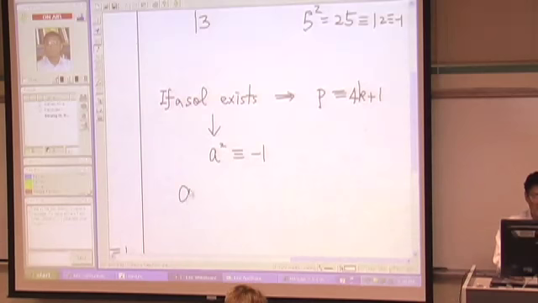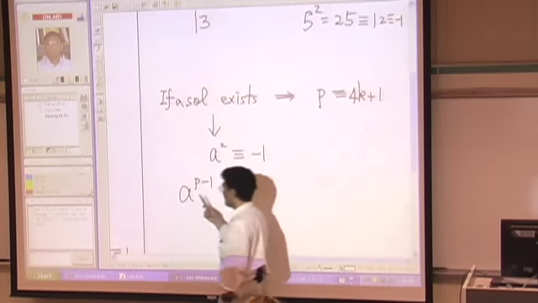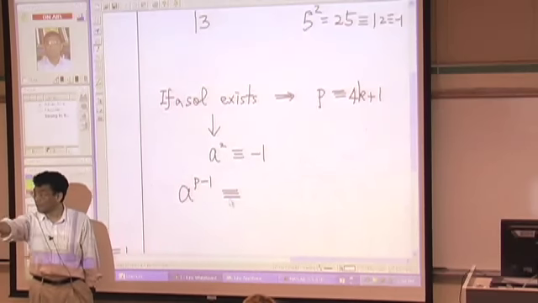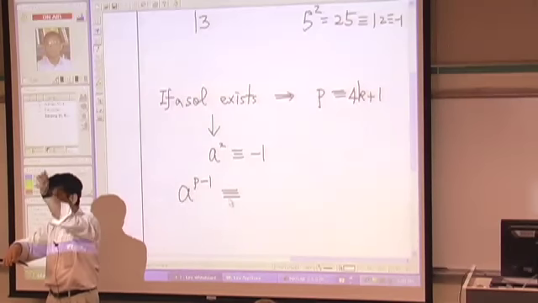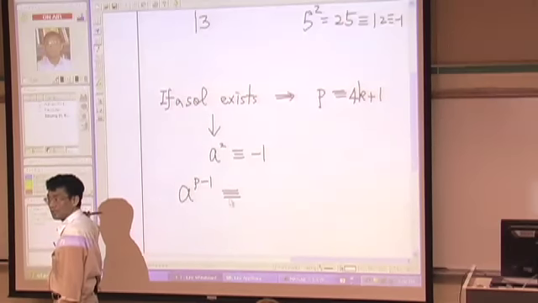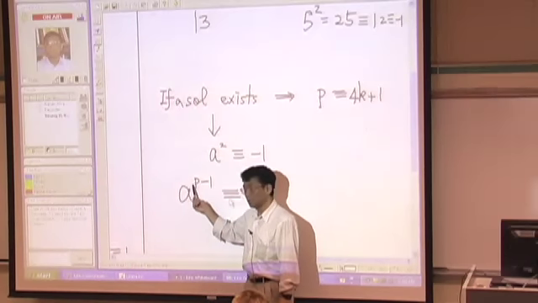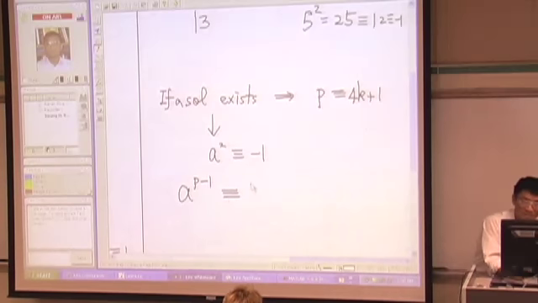Then consider this, A to the power of P minus 1. What is it? You learned this last time, a very big thing. It is called Fermat's theorem, right? I used many different numbers in MATLAB and showed this. No matter what A you pick, if it's not 0, then A to the power of P minus 1 is congruent to 1 mod P. Fermat's theorem.